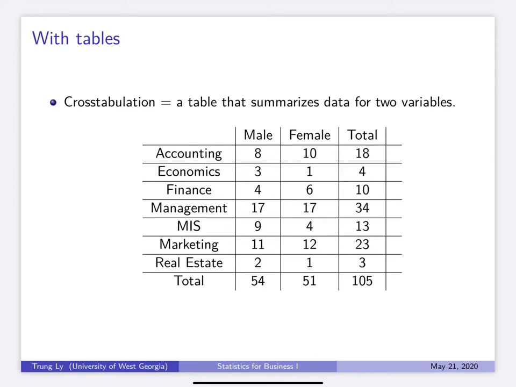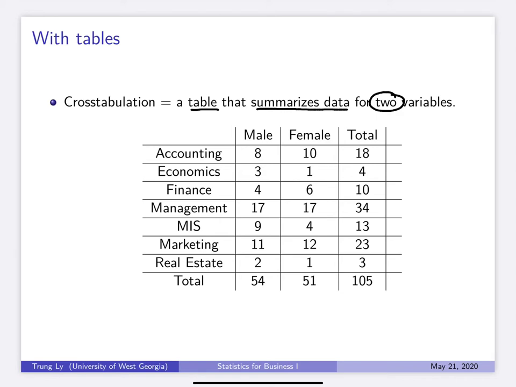So far, we've looked at how to summarize and describe data for one variable. In this video, we're going to be looking at how to summarize and describe data for two variables. First, let's look at what's called cross-tabulation. So a cross-tabulation is a table that summarizes data for two variables.